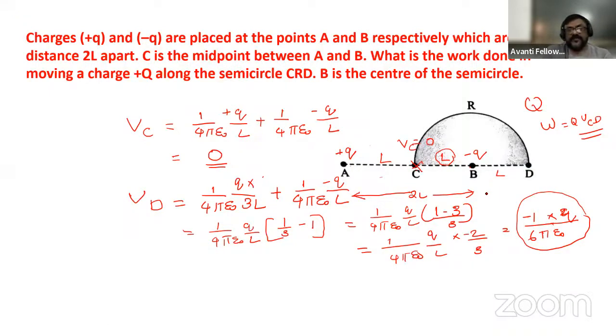Now we got the potential of C and the potential of D. So what is the potential difference? Potential difference between D and C will be VD minus VC. That is equal to VD, which is negative, I'm writing it as negative Q by 6 pi epsilon 0.